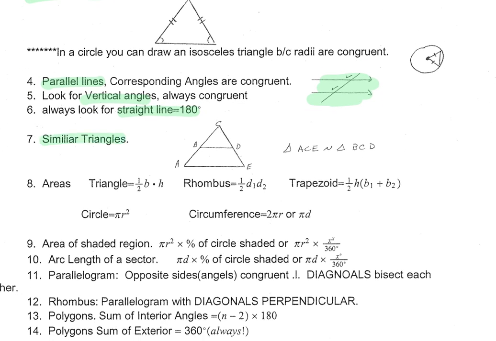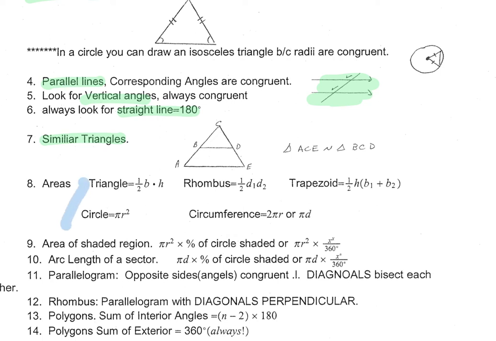Similar triangles show up a lot on standardized tests, and these are like mini-me triangles, two triangles that have proportional sides. All the angles are going to be congruent, but the sides are proportional. So like a little model figure of something else. If the ratio is like 1 to 2 or 2 to 1, then you would do that with the side lengths.